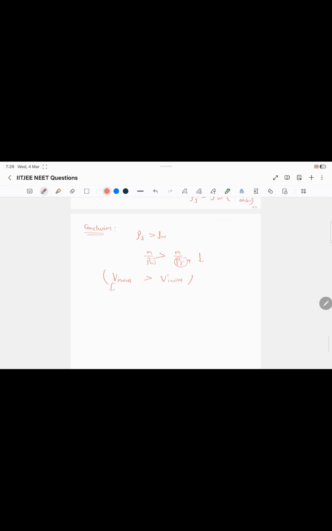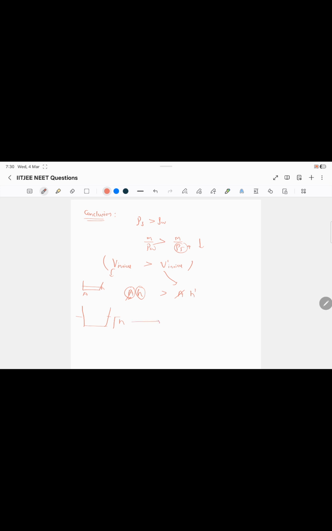And volume is boat area into height. Initially the area will always be fixed, so the volume inside in the second case, after the stones are thrown into water, will be area into h dash. The area is the same, and because the volume is greater initially, h was more, and finally the height h dash is less. So you can say the water level will decrease.